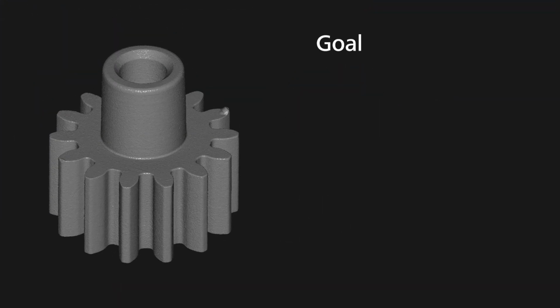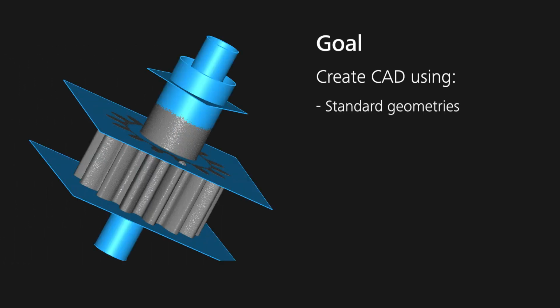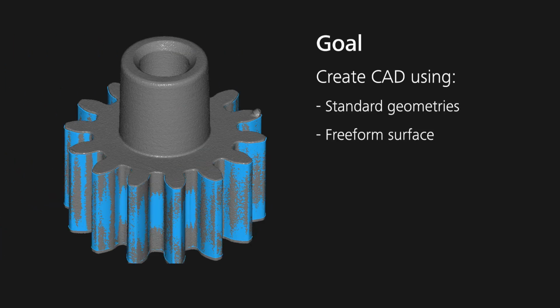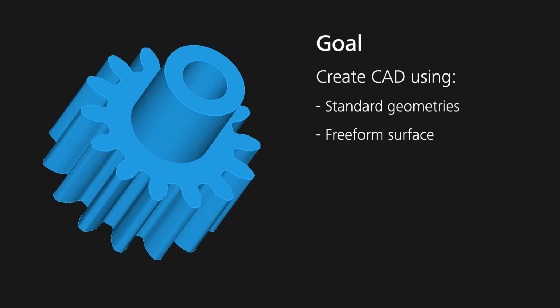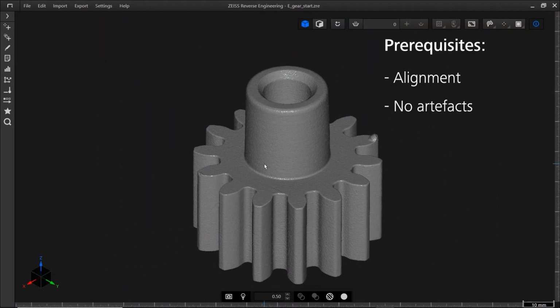In this video, we'll create a cat for this small gear using standard geometries and a freeform geometry. At the end, we'll combine these geometries to create a watertight cat. To do that, I'll use a project where the scan data is cleaned up and aligned so we can start the surface reconstruction right away.